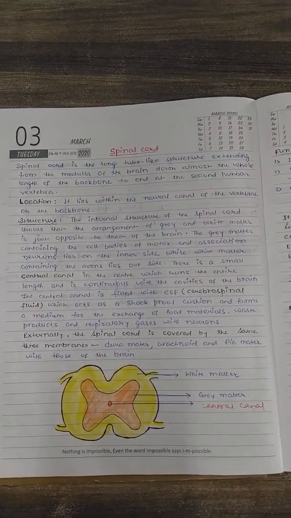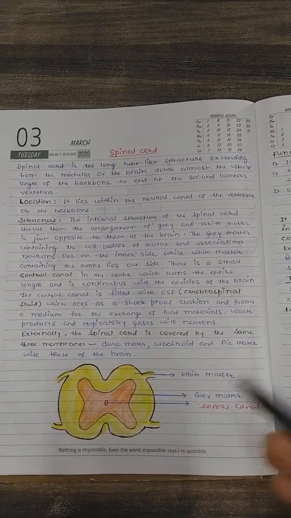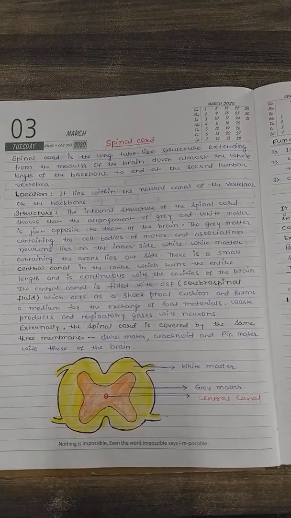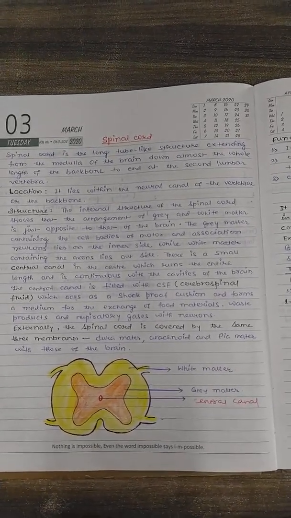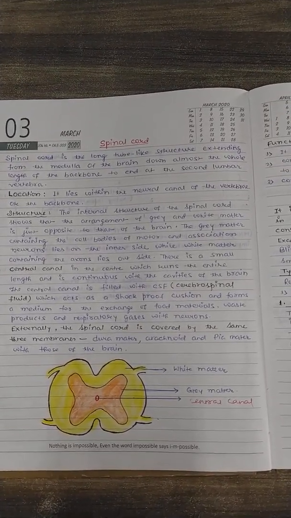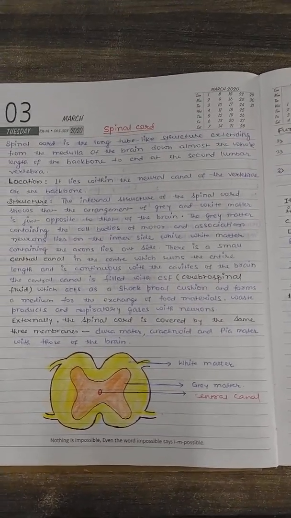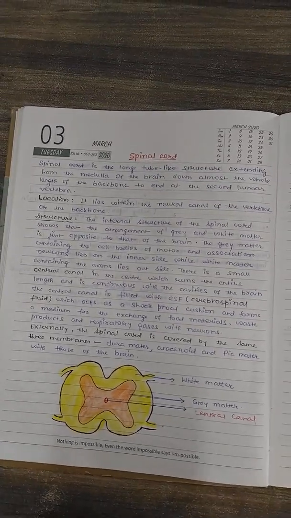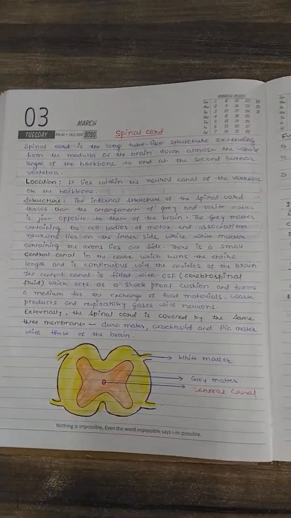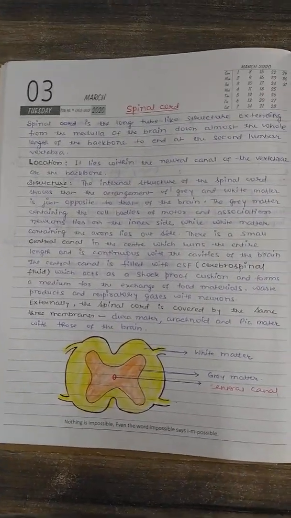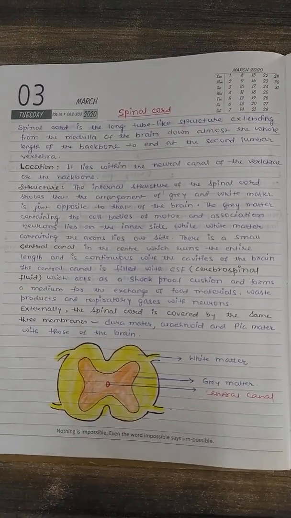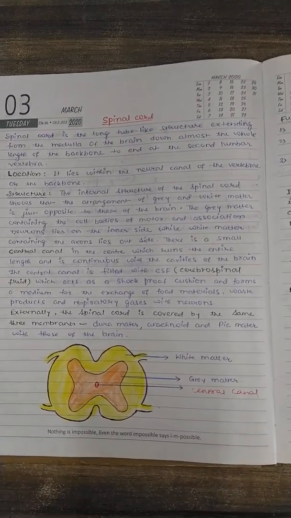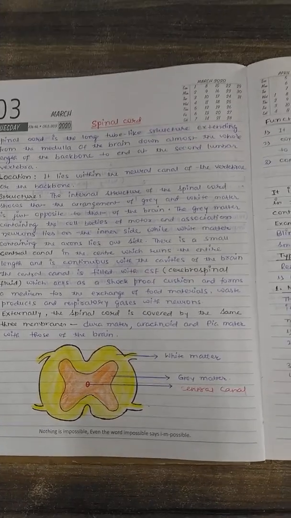Now students, externally the spinal cord is covered with the same three membranes. What are the three membranes? The dura mater, arachnoid and pia mater, that is the meninges. The brain is protected by a three-layered membrane, that is meninges. Similarly, the spinal cord is also protected by the three-layered meninges.